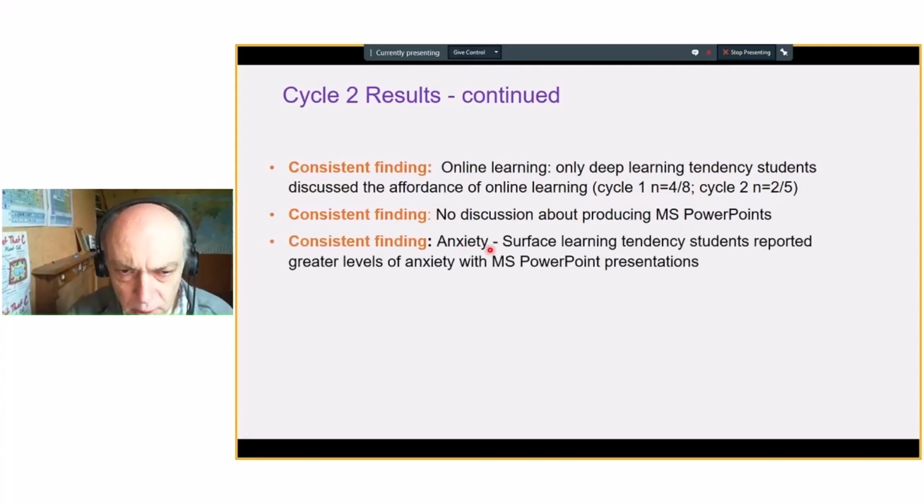Anxiety in giving PowerPoint presentations was very, very high in all students, but particularly the surface learning tendency students, and there were some quite worrying admissions by many surface learning tendency students that they were particularly anxious about giving PowerPoint presentations.